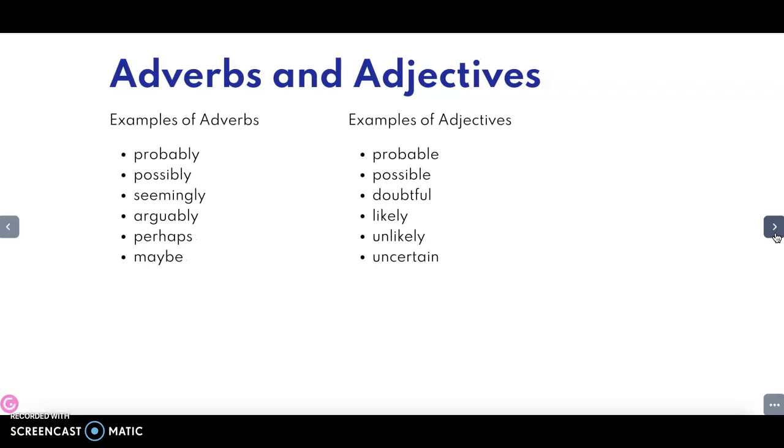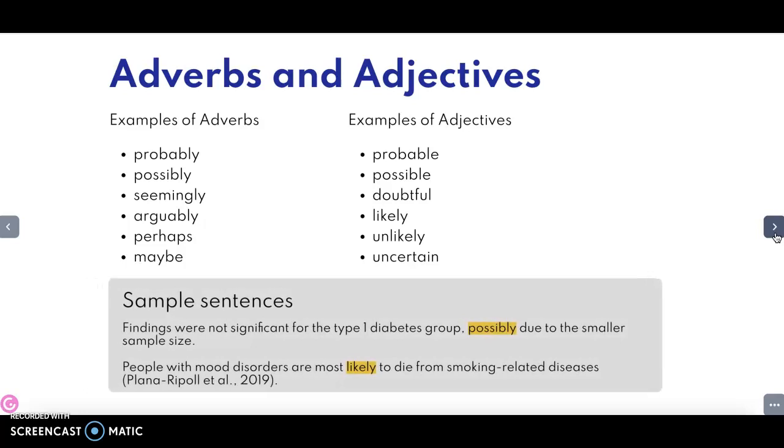To be tentative, we can also use adverbs and adjectives, and you'll see that some of these come from the same word family. So we have probably and probable, we have possibly and possible, and then, as you can see on the slide, there are some other examples of adjectives and adverbs that you can use to soften your statements. Let's look at the sample sentences.